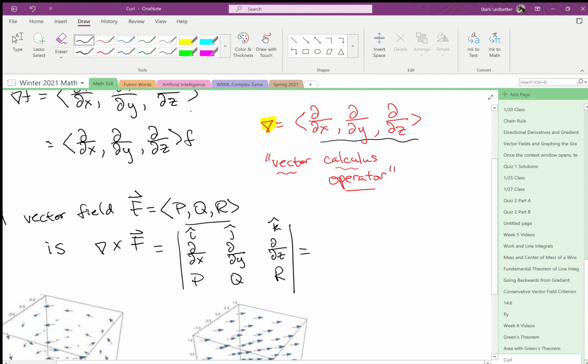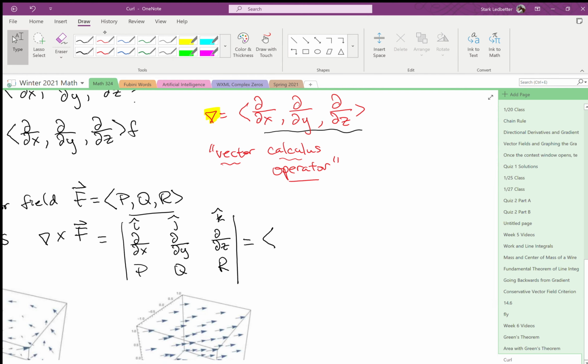So what does this end up being? We take i times the determinant of that 2x2 submatrix. So that's just going to give us our first component. So we'll take partial R with respect to y minus partial Q with respect to z. So if a function and an operator get multiplied, basically apply the operator to the function. That's what we're seeing here.